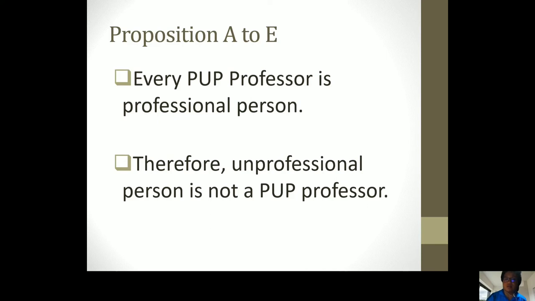Okay? So proposition A, which means universal affirmative: Every PUP professor is a professional person. Okay, universal, every PUP professor. Your copula here is "is." So according to the rule, make your predicate your new subject, but make it negative, and your copula will also change, but your subject will remain as it is. So we are safe to say, therefore, no unprofessional person is a PUP professor. Here, professional person as your predicate, once you transfer that as your subject, it will become the contrary, unprofessional. Your copula is affirmative, make it negative. It's "not." PUP professor is your subject, so remain that as your subject.